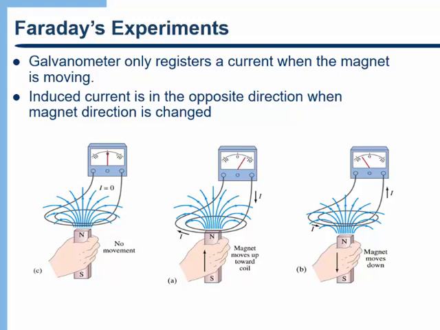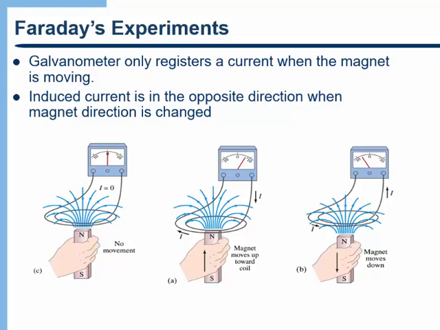So again, notice there's no battery or anything in here. Just moving a magnet in and out of a coil of wire created a current, and therefore there must be a voltage that's being created in the circuit. It's like there's a battery in there, but there's no battery.